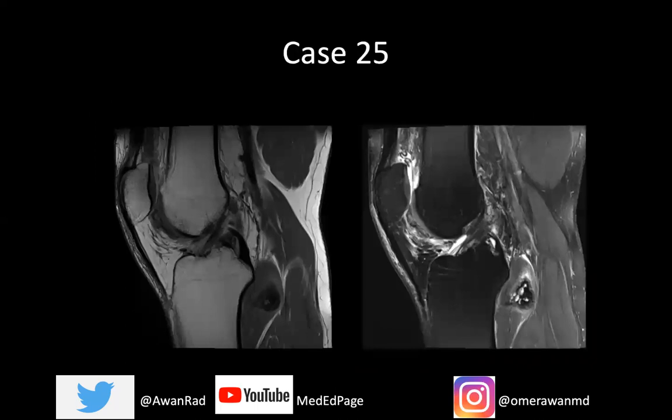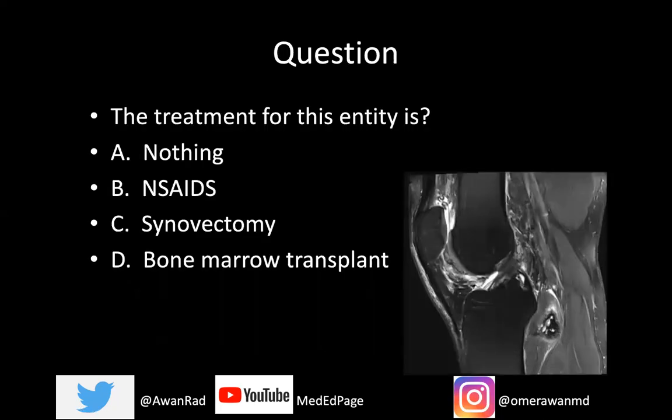Case 25, we have a sagittal T1-weighted image through the knee and a sagittal T2 fat-sat image. The question we have is, what's the treatment for this entity? Well, if you take a look carefully, there are all these low signal bodies on both T1 and T2 within the synovium and the joint capsule, right? The posterior joint capsule is dark. There's even dark signal in Hoffa's fat pad, in the suprapatellar recess, and in the posterior joint capsule. This is what PVNS, or pigmented villonodular synovitis, now known as tenosynovial giant cell tumor, would look like. Of course, a synovectomy is the treatment for this entity, right?